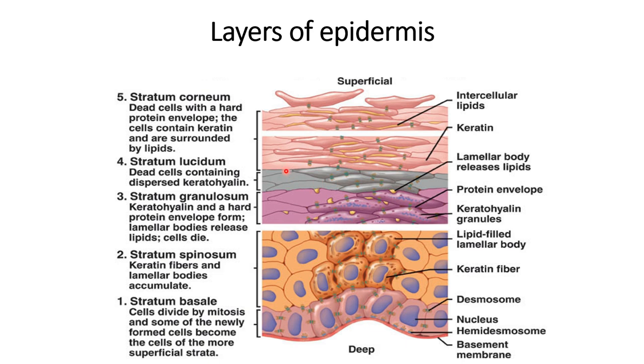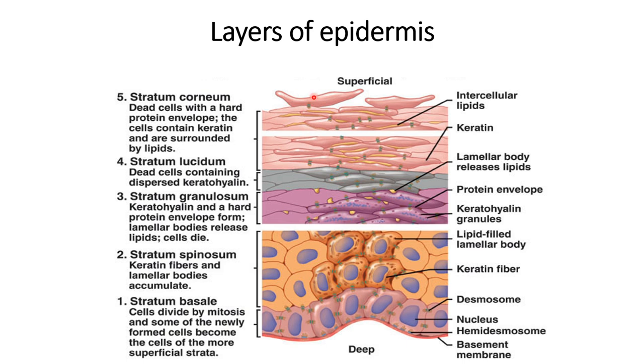Then we have stratum lucidum, which is a specific feature of thick skin only and consists of 3 to 5 layers. The nuclei and the organelles are absent, and the cytoplasm consists primarily of keratin filaments or a refractile substance called eleidin. You can see mitotic figures are absent, and there's a refractile layer made up of a substance called eleidin.